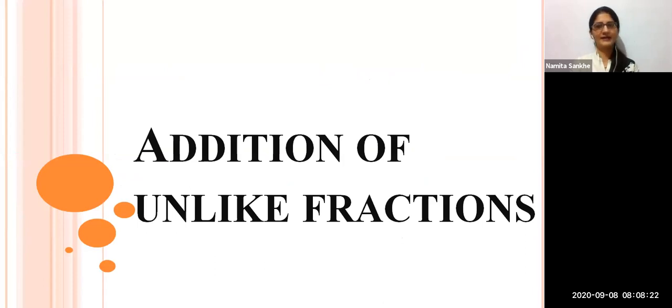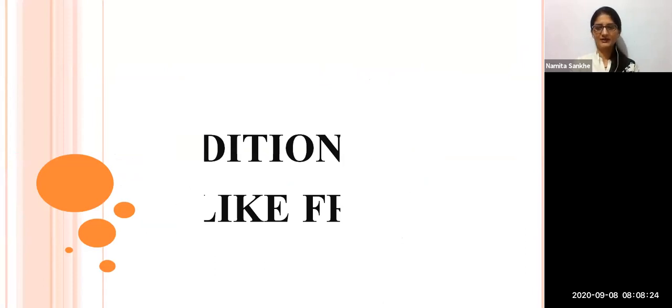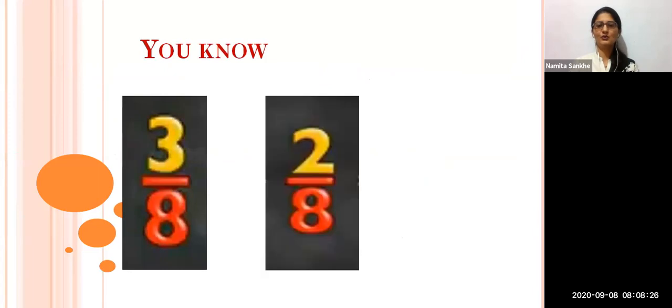Addition of unlike fractions. Now, before that, you know these types of fractions. By looking at the denominator, what kind of fractions are these? Yes, children? Give me your answer. By looking at the denominator, what type of fractions are these? So, please unmute them.